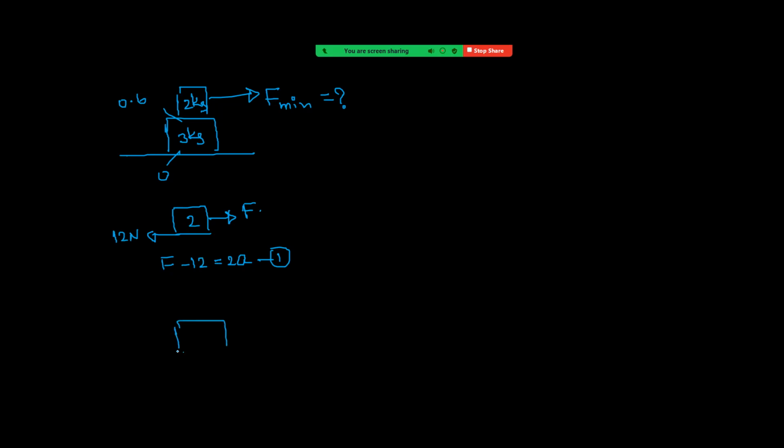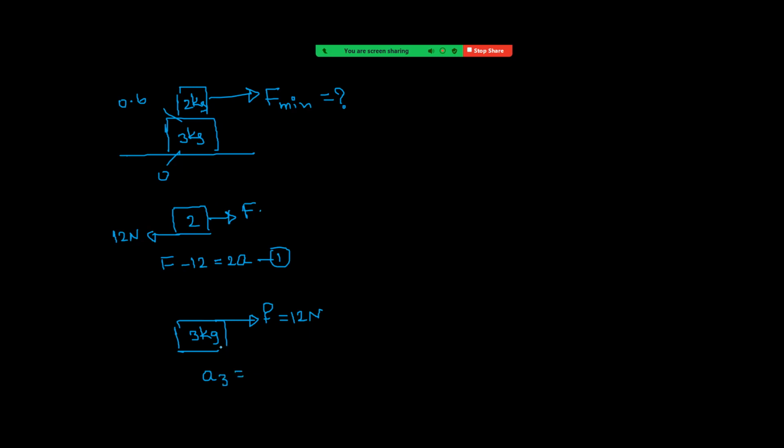Now coming to the 3 kg block. See why the 3 kg block is moving. It is moving only because of friction. So when we apply force to the right side, the 3 kg block moves right side. So frictional force is now right side. When this is 12, this is also 12.